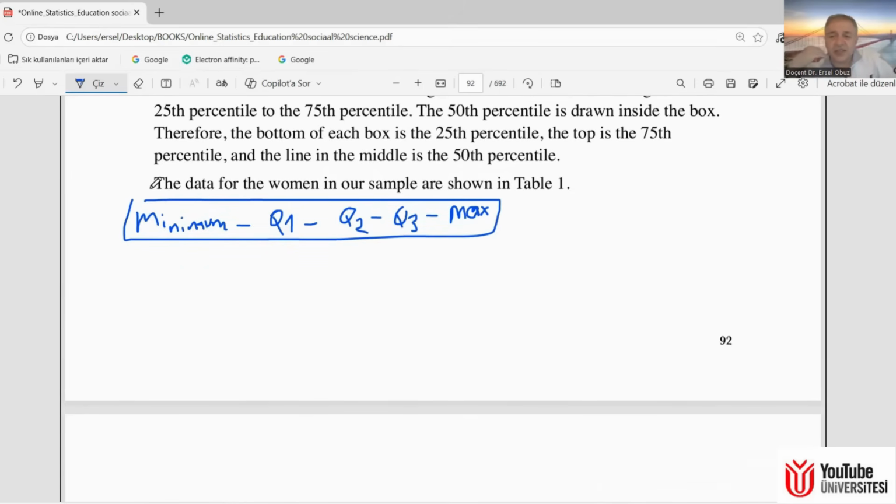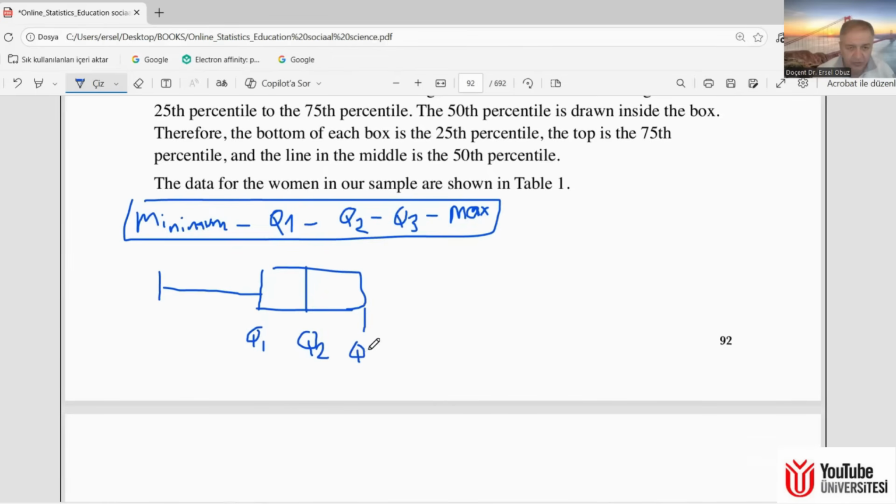Most statisticians suggest if there is no potential outlier in your data set, that's how you draw the graph, box plot. So you start with the minimum. You go to the Q1. Then you go to the Q2, which is the median. You go to the Q3, and then you extend the graph to max. So when there is no outlier, that is the basic shape.